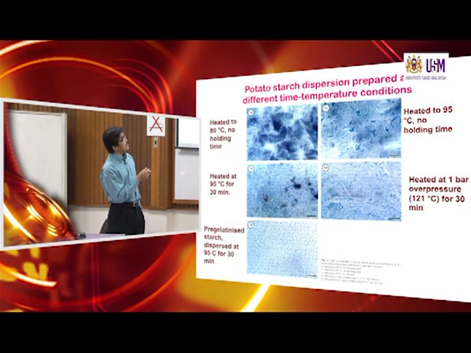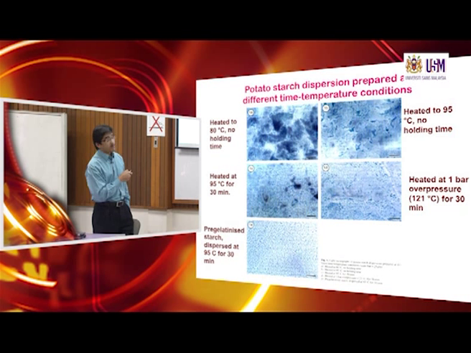and we can see there's more disintegration from this to this, right? But still we can see some kind of structure. Now we heat it to 95, but with holding time for half an hour. More and more disintegration, becoming more colloidal. Then heated at 1 bar over pressure, so it is under pressure now, in the autoclave maybe, for 30 minutes. Even more disintegration. And compare this with pre-gelatinized starch.